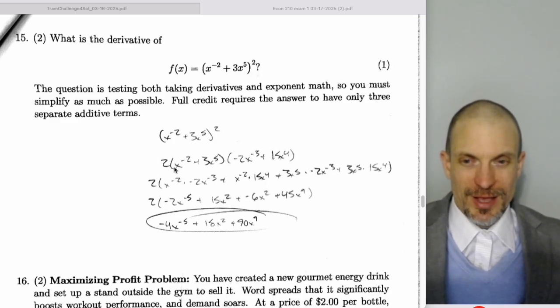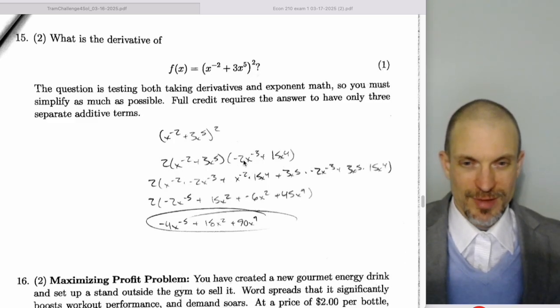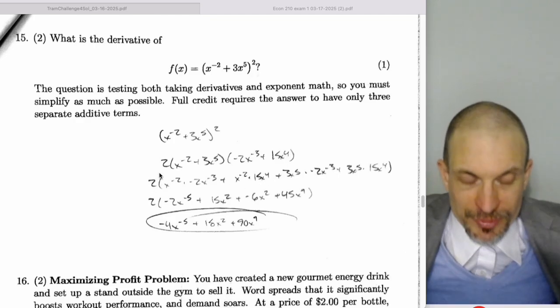I didn't bother to write it. Derivative of this is going to be minus 2x to the minus 3 plus 15x to the 4. Now I've got to distribute, well, FOIL. So I'm going to get x to the minus 2 times minus 2x to the minus 3, x to the minus 2 times 15x to the fourth, 3x to the fifth times minus 2x to the minus 3, and 3x to the fifth times 15x to the fourth. And then I'm going to multiply through this 2.